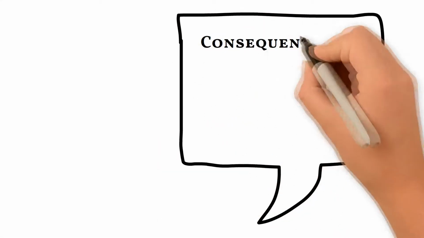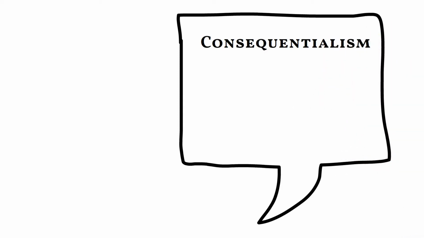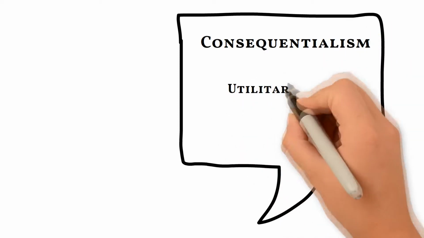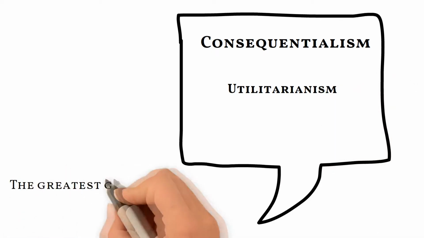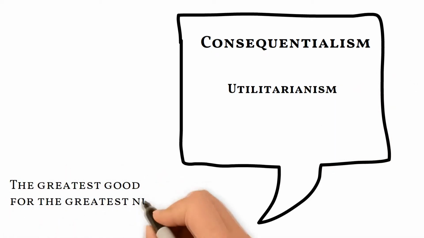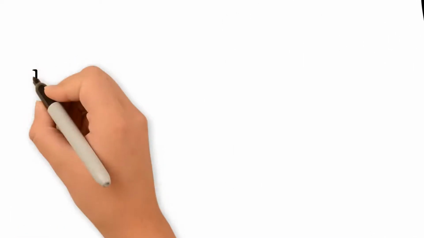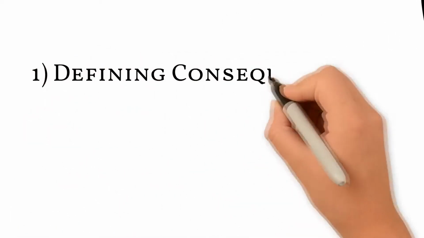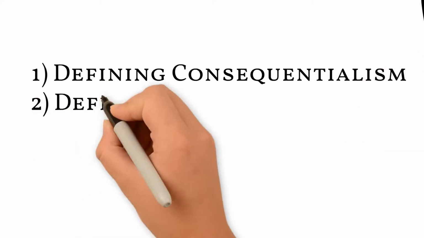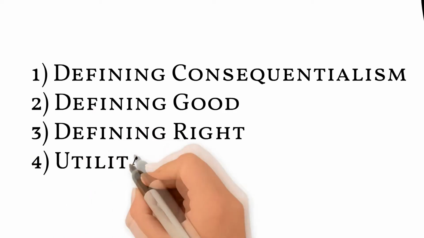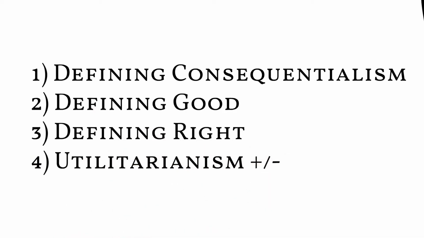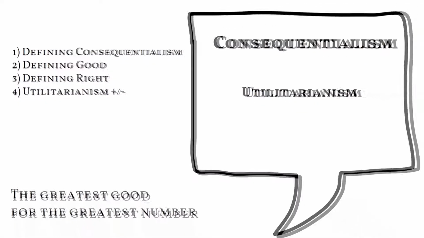Today we're going to talk about consequentialism, specifically the most dominant subtheory of consequentialism, utilitarianism. This theory says that right action is that which creates the greatest good for the greatest number of people. In this video, we'll talk about what consequentialism means, what goodness means for a utilitarian, how different utilitarians understand right action, and some strengths and weaknesses of utilitarianism and consequentialism overall.